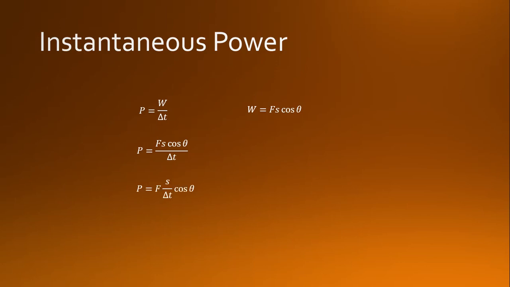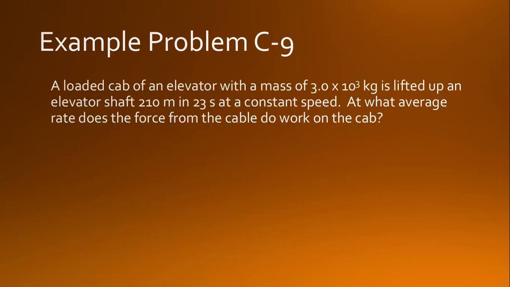If we rearrange this a little bit, we get force times displacement over change in time times cosine of theta. And so what you end up with is really force times velocity times cosine of theta, that'd be instantaneous force, instantaneous velocity. So if we want to define the instantaneous power, that's really the dot product of the force and the velocity, is another way to work it out. So let's look at an example problem.